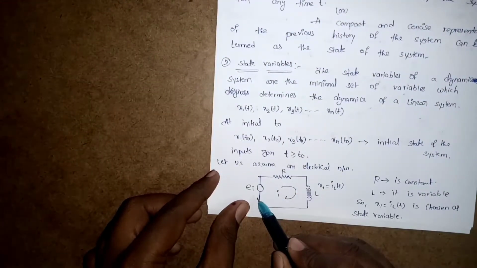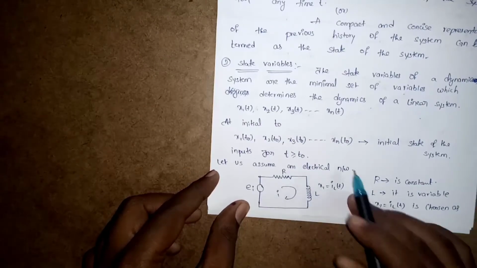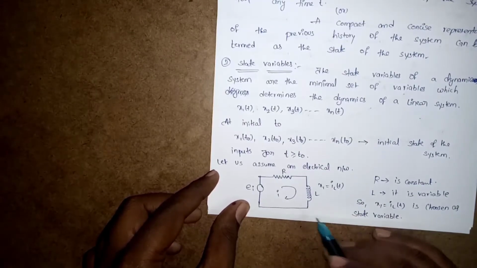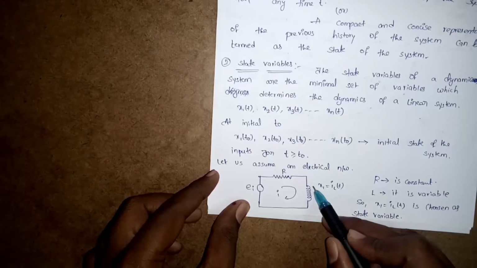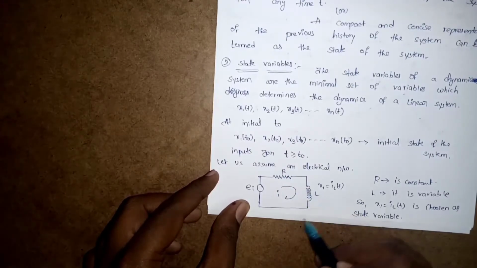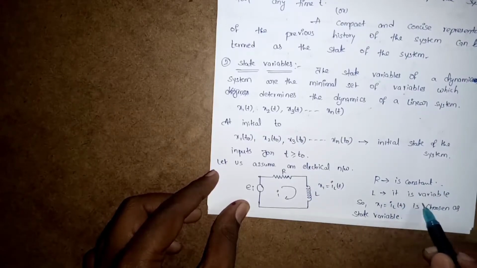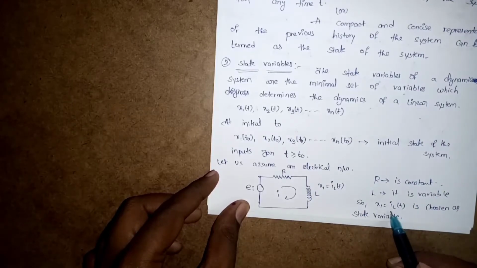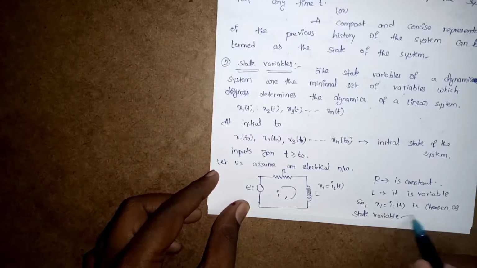See, E is the supply given to the circuit, R is the resistance, L is the inductor. Here the current is the state, the resistance is constant, and the variable thing is the inductor. So R is constant, L is variable. So x1 equal to IL of t is chosen as the state variable.